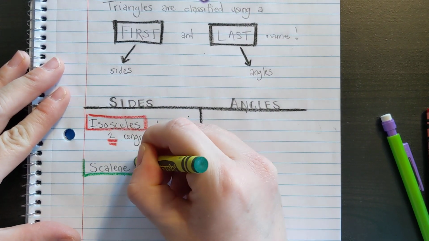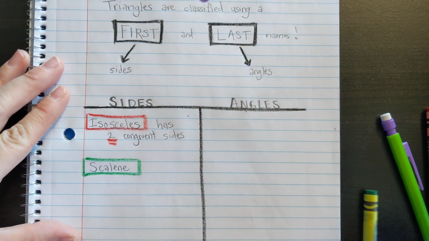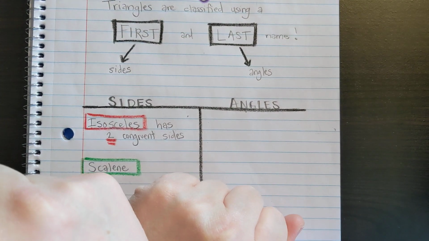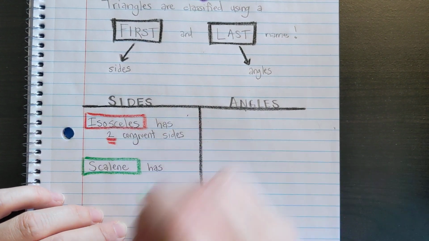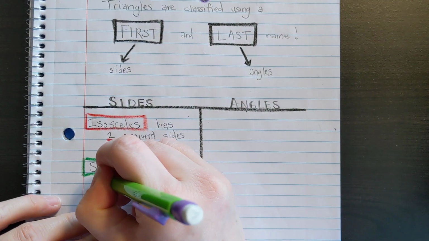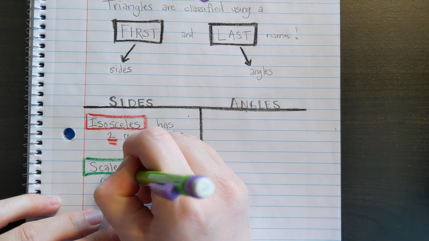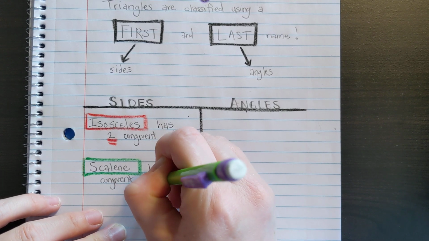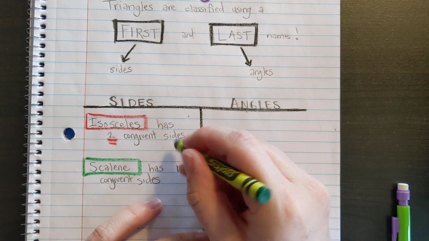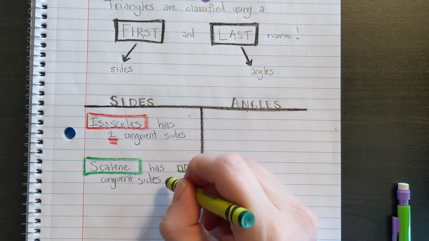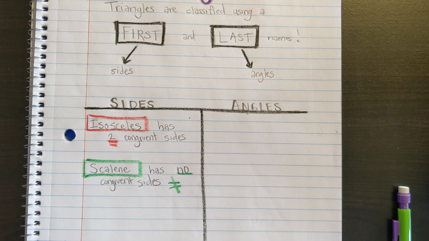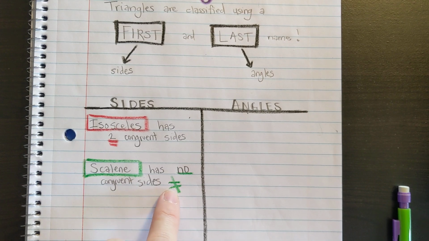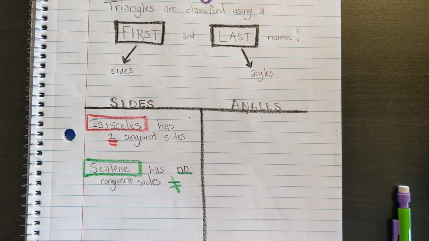But here's how I remember what a scalene triangle is. A scalene triangle has no congruent sides. None at all. That means none of the sides are equal. They are all different. What that means is you can do an equal sign with a slash through it. None of the sides are the same on a scalene triangle. So again, I like to think of it as scalene is mean. No sides are the same. Scalene is mean. No sides are the same.